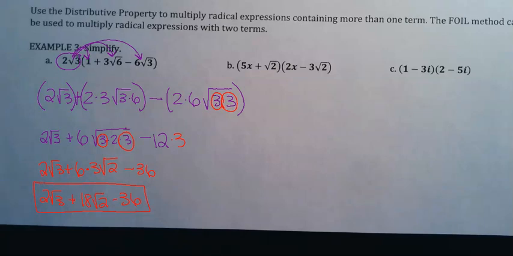I'm going to have to erase a little bit here. So let me take that out. All right, here I have two binomials, right? This is a binomial and this is a binomial. So this is when I have to FOIL.